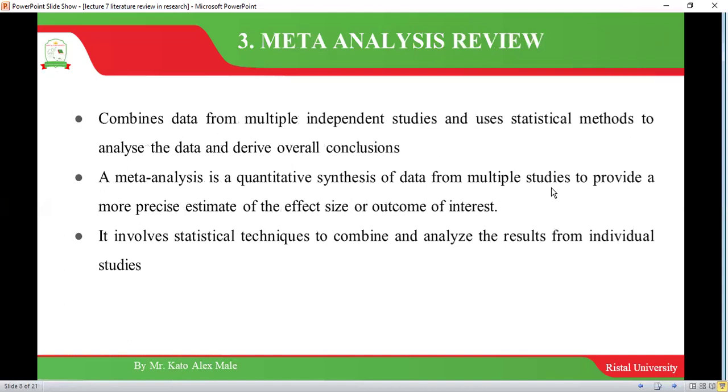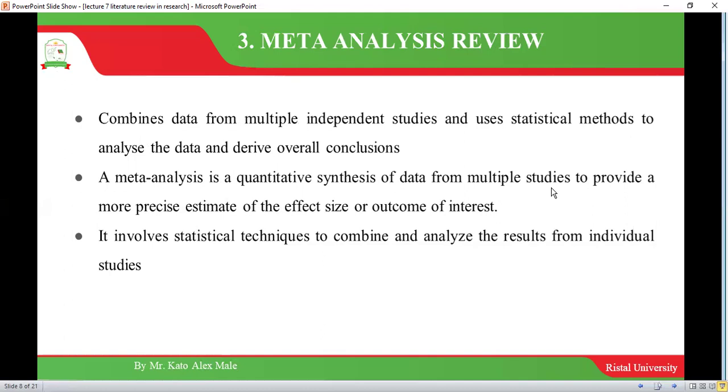Then a meta-analysis review, which is also a type of review. This combines data from multiple independent studies and uses statistical methods to analyze the data and derive overall conclusions. A meta-analysis is a quantitative synthesis of data from multiple studies to provide a more precise estimate of the size or outcome of interest. It involves statistical techniques to combine and analyze the results from individual studies.